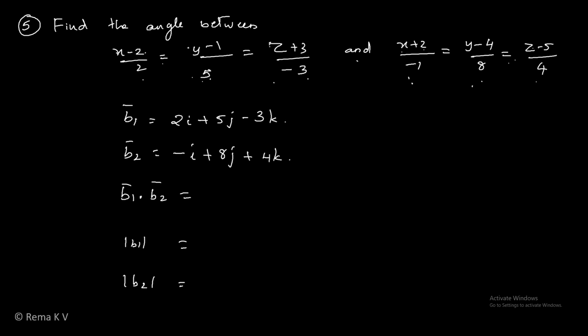Always, x1, y1, z1, x2, y2, z2 are the points through which the lines are passing, and the denominators tell us the direction ratios of the vector parallel to the given line. So if you form the vector here, that is the parallel vector: 2i plus 5j minus 3k, and here it is minus i plus 8j plus 4k. Find out the value of b1 dot b2.